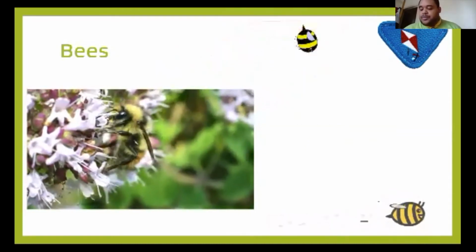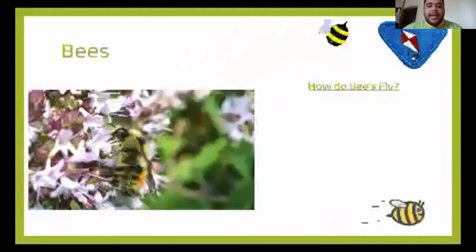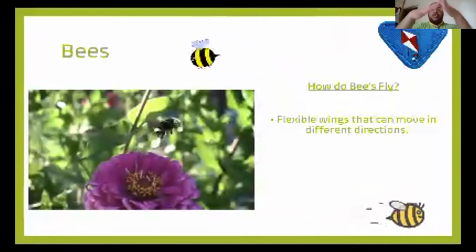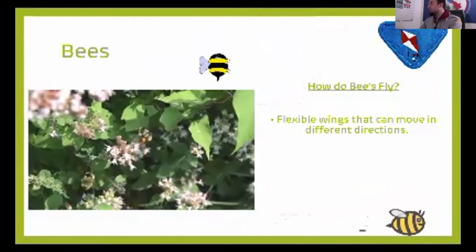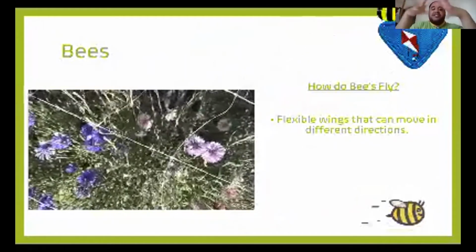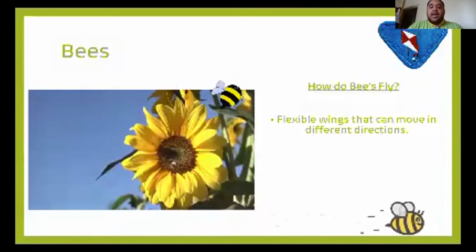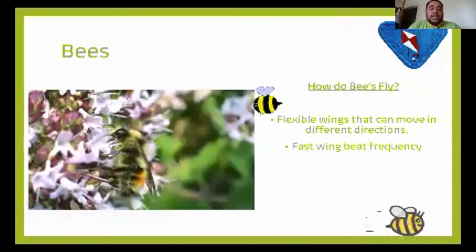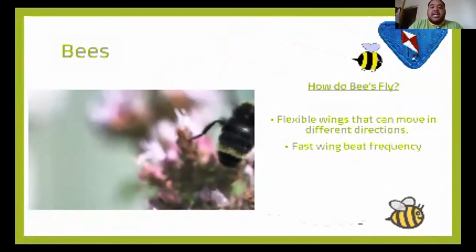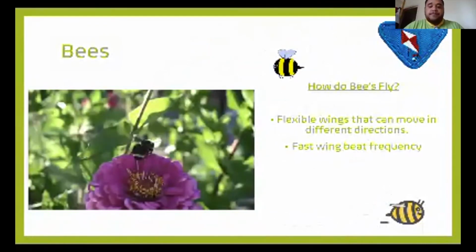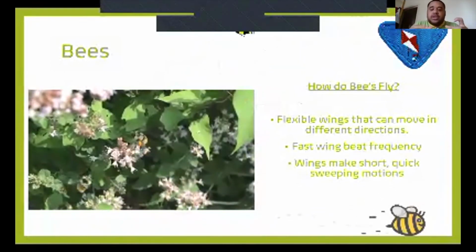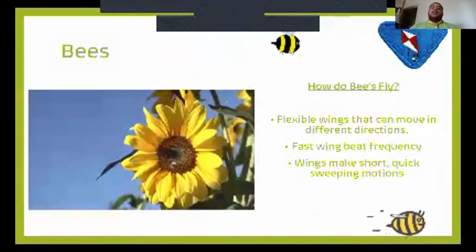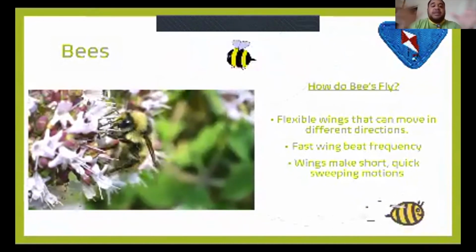Bees. So how do bees fly? So bees have very flexible wings, and their wings can move in all different directions, where they can either hover or fly very fast. So very flexible wings, okay? And they beat their wings very fast. So they have a very fast wing beat frequency, which means they beat a lot of beats in a minute, very fast, okay? And lastly, their wings are very short and they make very quick sweeping motions. So unlike bigger birds where they can do one big swoop, bees have to do a lot of quick, short ones to keep it afloat.